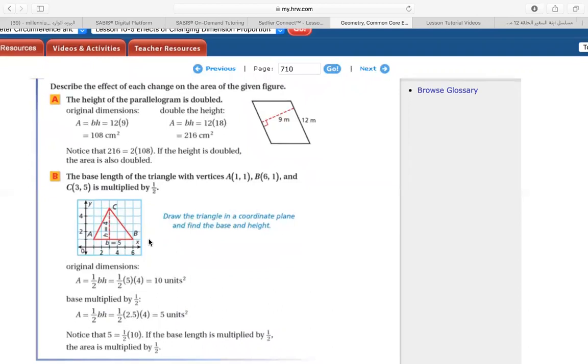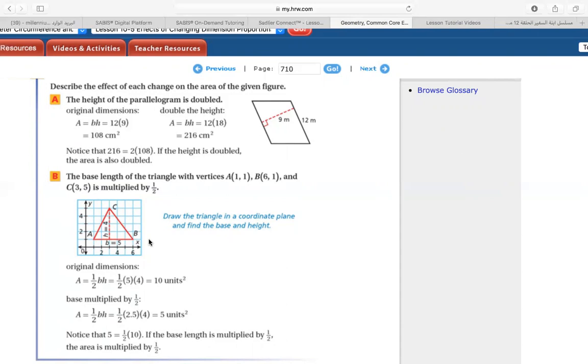So this is our second example. First, we learned that if the height is doubled in the triangle, the area will also be doubled. If the height is doubled in the parallelogram, the area will also be doubled. Okay, here we have another example.